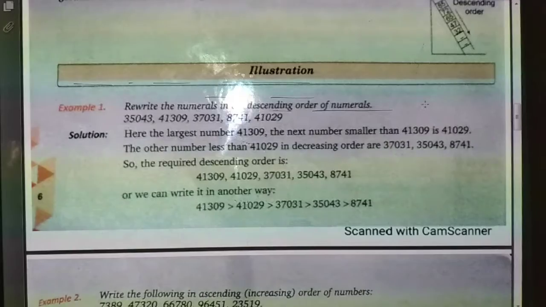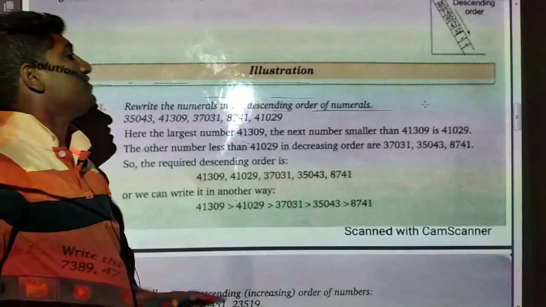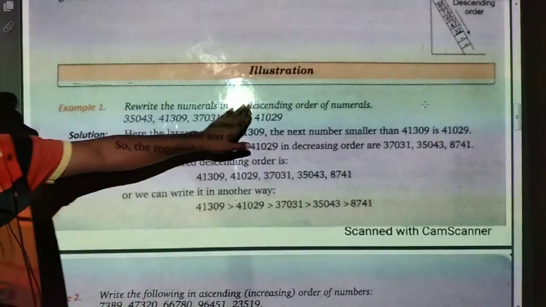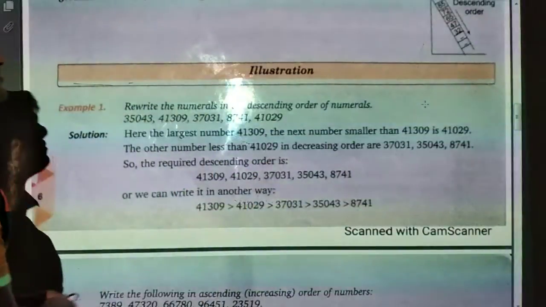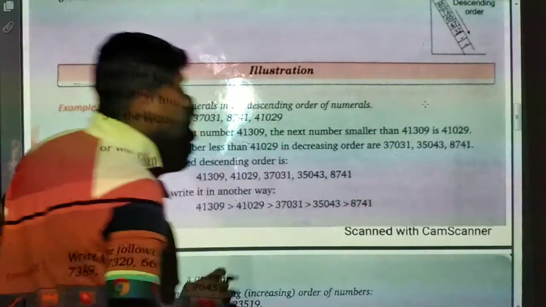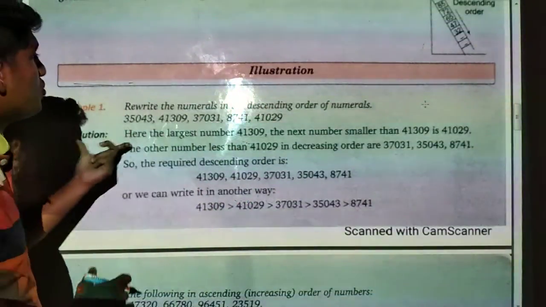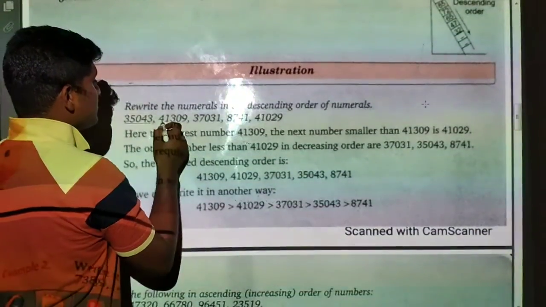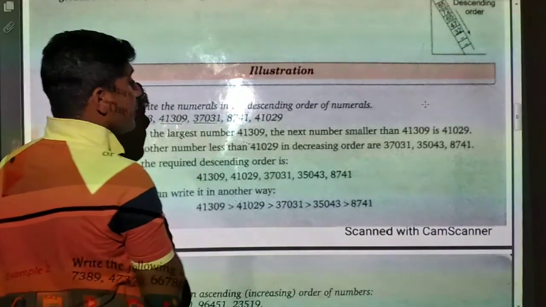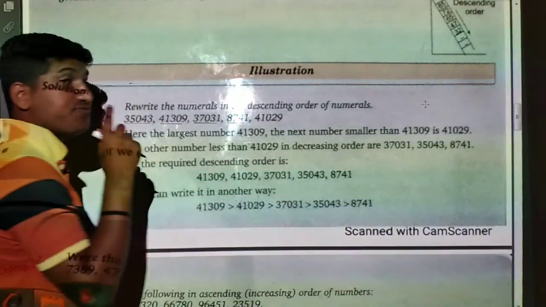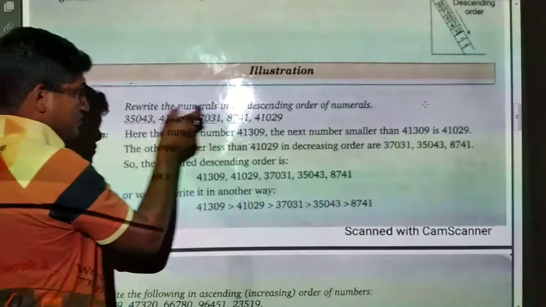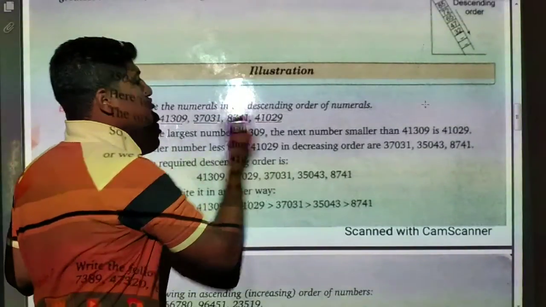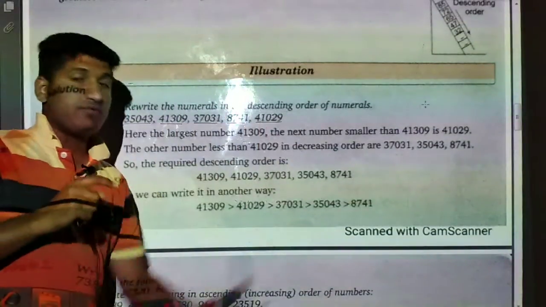Now we will take an example. Rewrite the numerals in the descending order. So in this question we have to write the descending order of these numerals. We will see all these numbers and count the digits in all of them. In this, 5 digits are present, in this also 5 digits, in this also 5 digits, and in this 4 digits are present. So compared to these, it will be the smallest. In this also 5 digits are present.